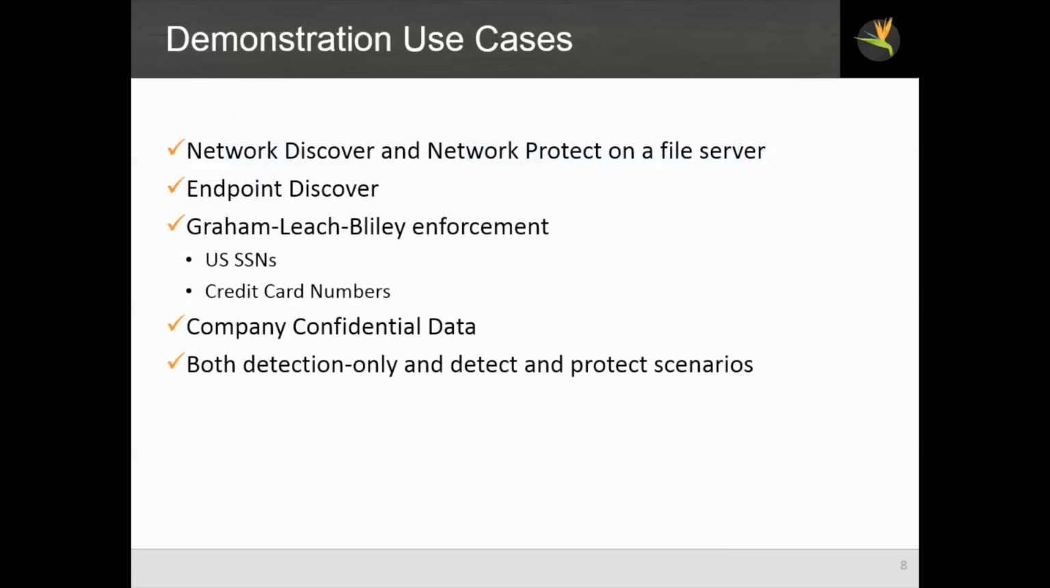For our demonstration use cases, we'll be using Network Discover and Network Protect on a file server, and we'll be using Endpoint Discover. Because Discover scans take a while, we've already run the scan and we'll show you the incidents that we found. The cases involve Gramm-Leach-Bliley enforcement by finding US social security numbers and credit card numbers, and company confidential data as marked in documents. We have scenarios both for detection only and for using Network Protect to quarantine files.